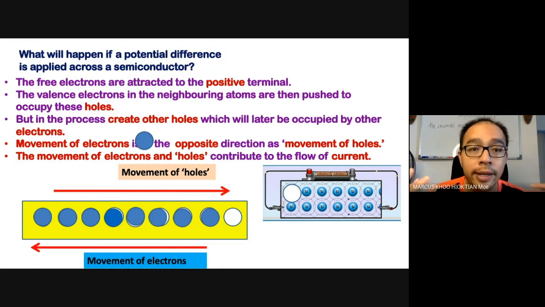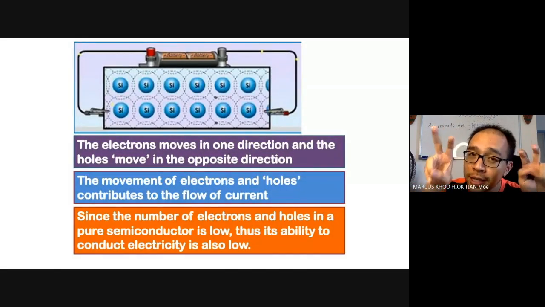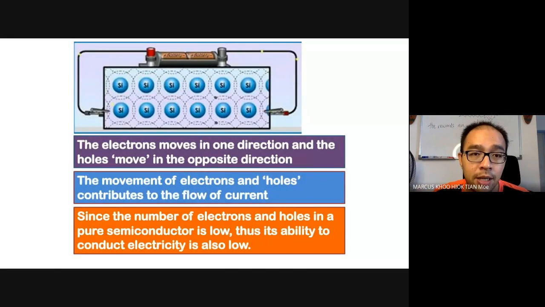So that is the thing that will contribute to the flow of the current. The electrons move in one direction, the holes move in the opposite direction, and this contributes to the flow of the current.